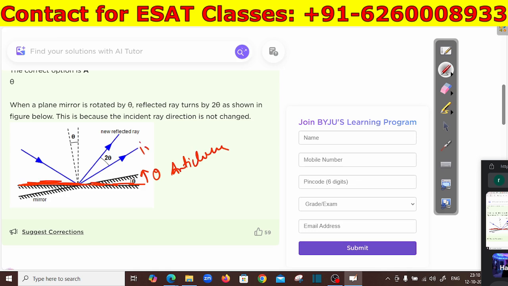See, this was my initial reflected ray, that's why I was confused. So your new reflected ray gets changed by 2 theta anti-clockwise, that's why I was thinking I was doing it wrong, right? So are you getting this result? If you rotate your mirror by an angle theta, the reflected ray gets rotated by 2 theta in the same sense of rotation, that is the anti-clockwise. Okay.